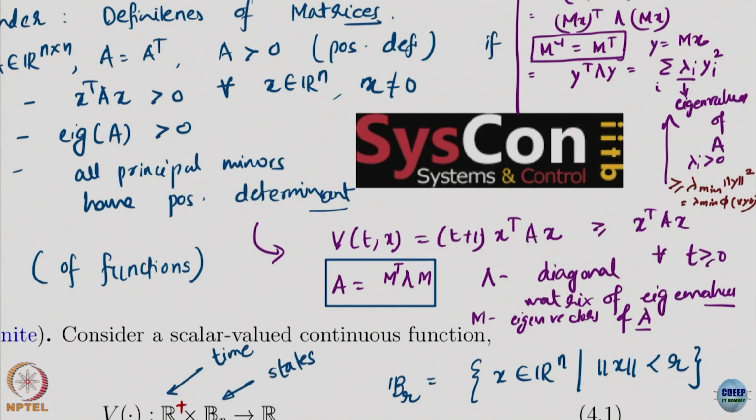We wanted to reconcile the definitions. So even if I take my V(t,x) with a time argument multiplied by x transpose Ax in this form, no problem. It is still greater than or equal to x transpose Ax for all non-negative t. So therefore, this is also a positive definite function. Does that make sense? Alright.